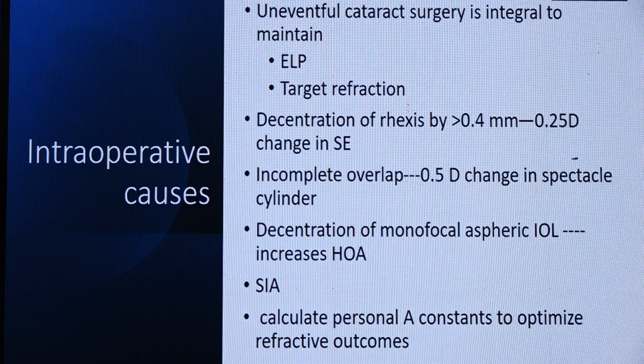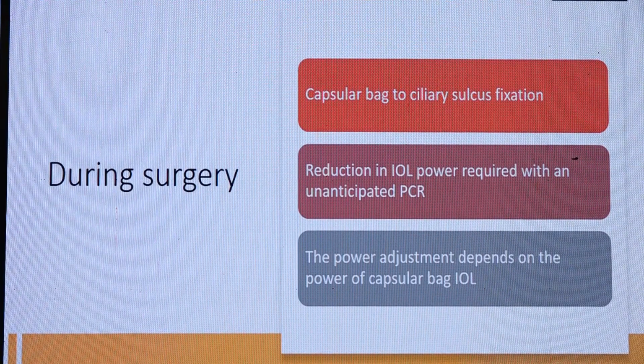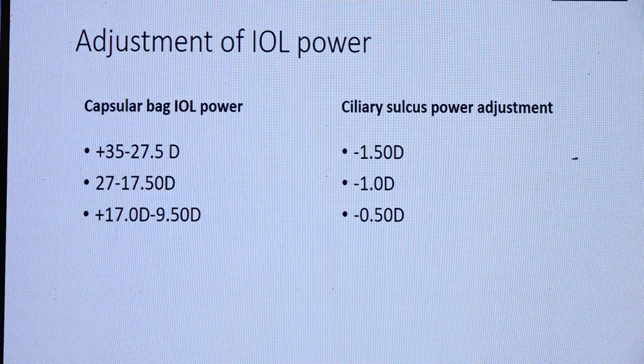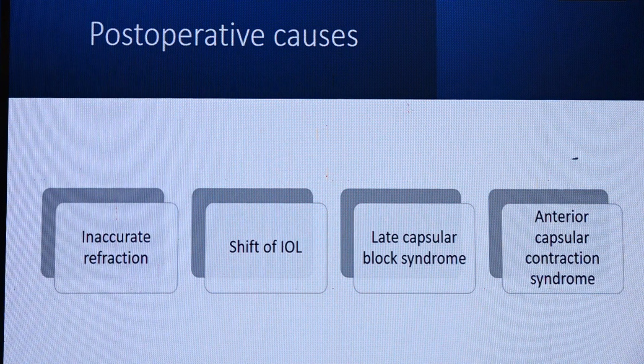We should personalize our own A constants to optimize the refractive outcomes. So during surgery, even if the placement of the IOL changes from the capsular bag to the ciliary sulcus, there is a nomogram that can be used to titrate our IOL power. And coming to the post-operative causes, shift of the IOL or IOL tilt, or even late causes like capsular block syndrome or anterior capsular contraction syndrome, can also result in refractive surprises.